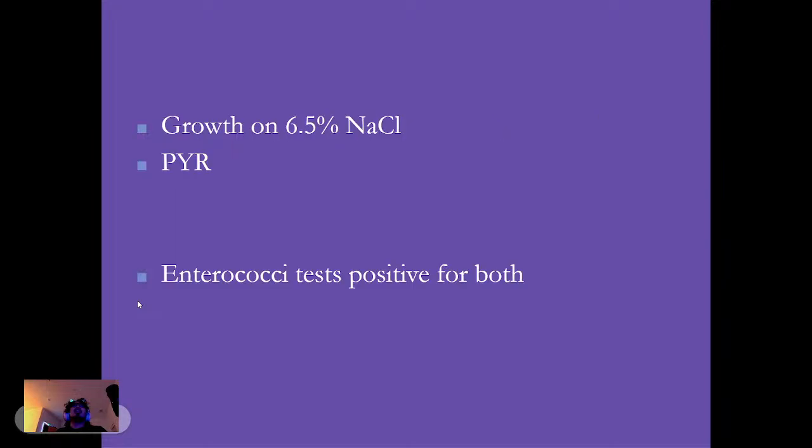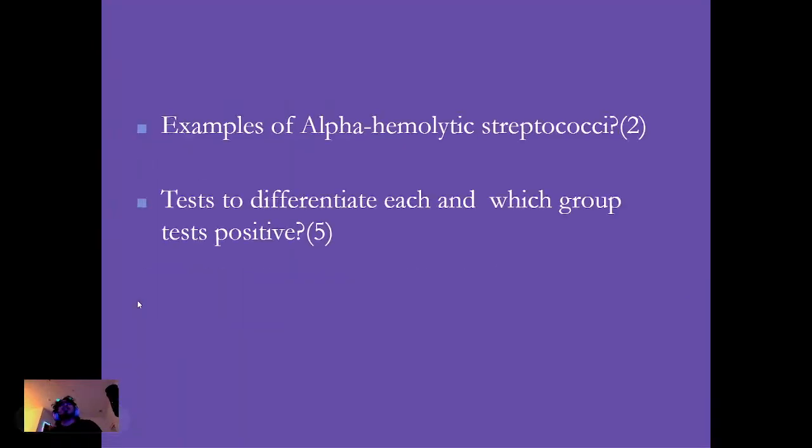Let's move on to alpha hemolytic streptococcus. So there are examples of alpha hemolytic streptococcus that are of medical importance. We mentioned that one before. Sabi ko kanina, di ba, wag niyong paghiwalayin si Streptococcus pneumoniae at Streptococcus viridans.